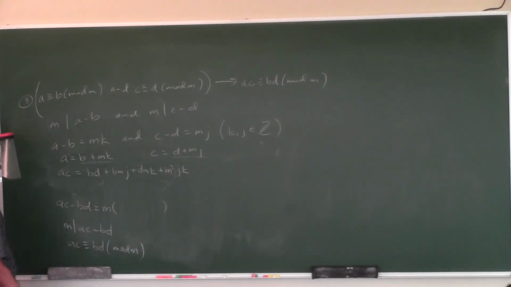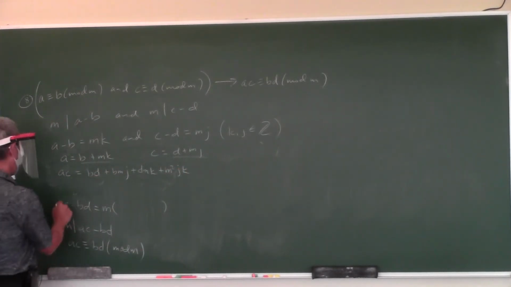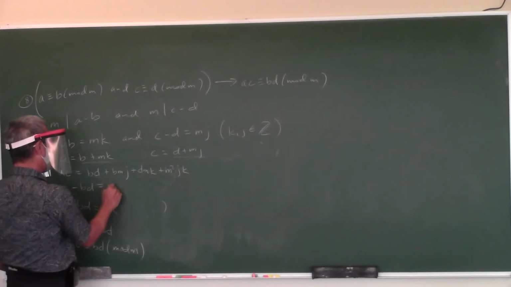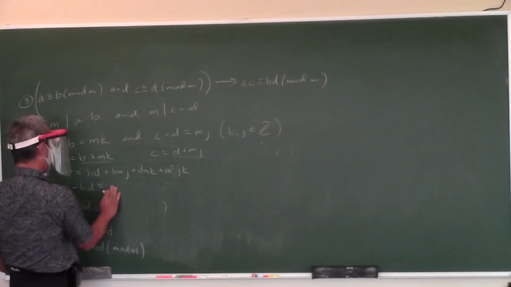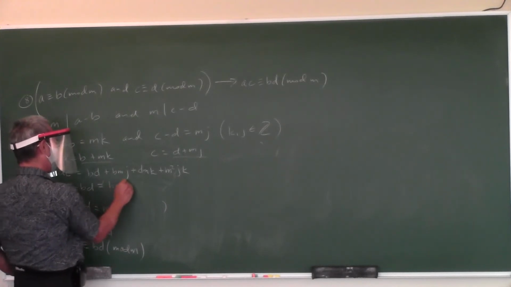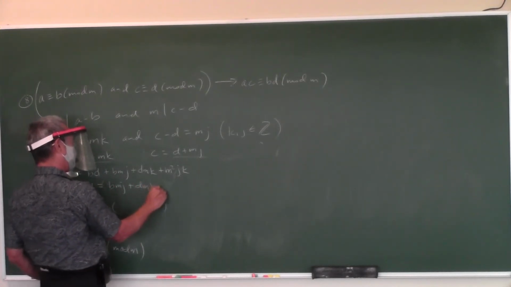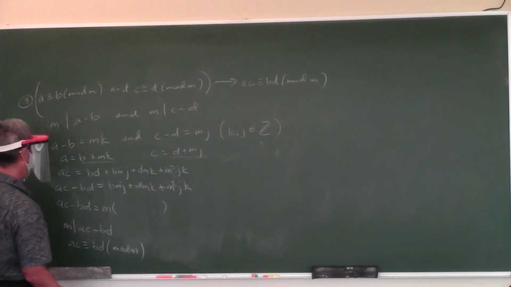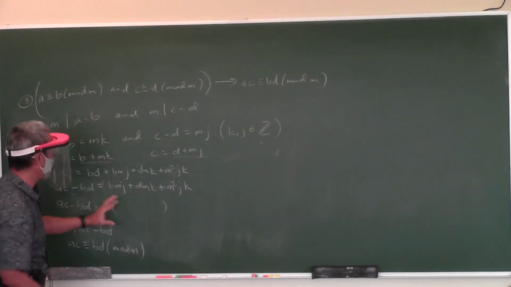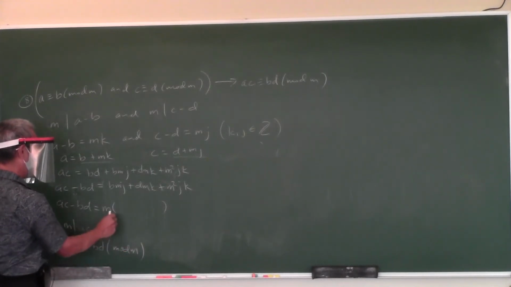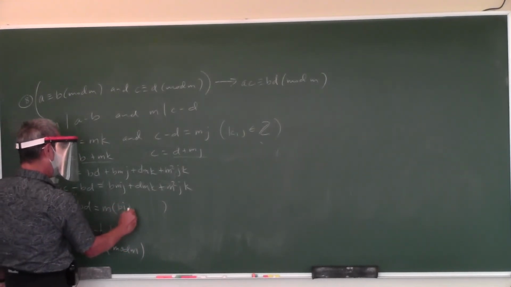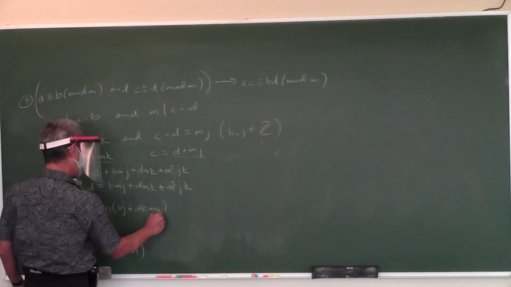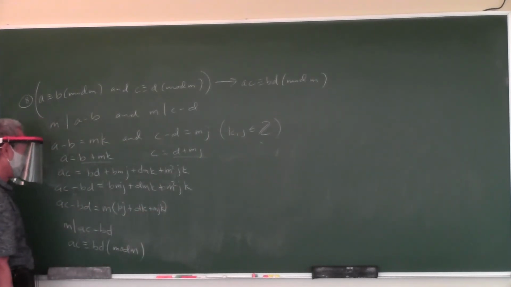Now did I do that correctly? Yes. Bring the BD over, so AC minus BD is equal to BMJ plus DMK plus M squared JK. And then can I write this part here as M times something? Yeah, so BJ plus DK plus MJK.